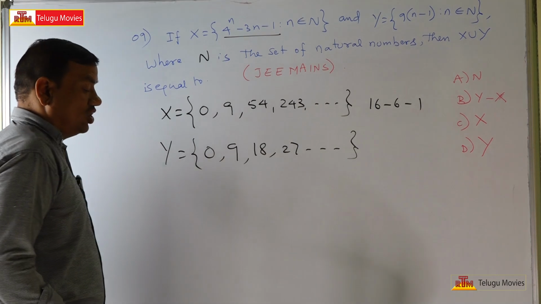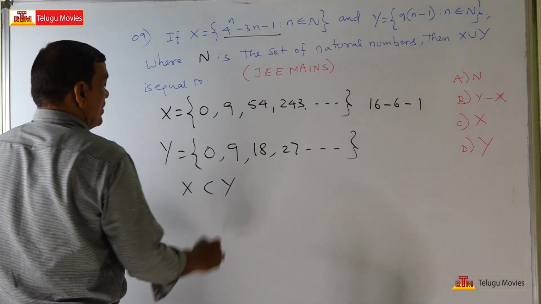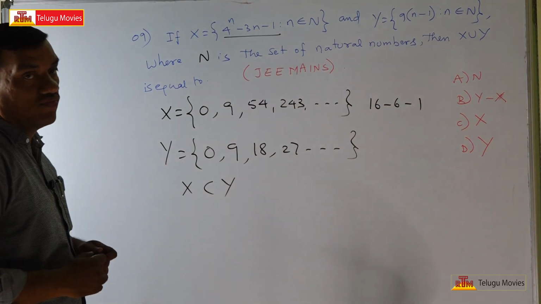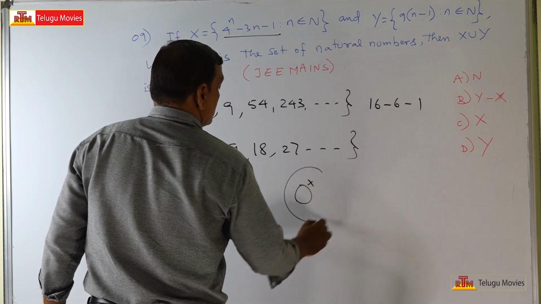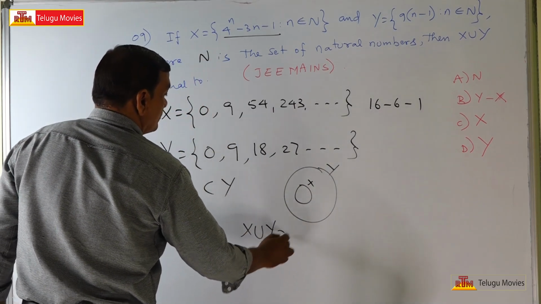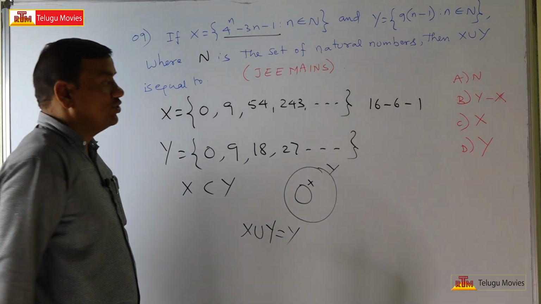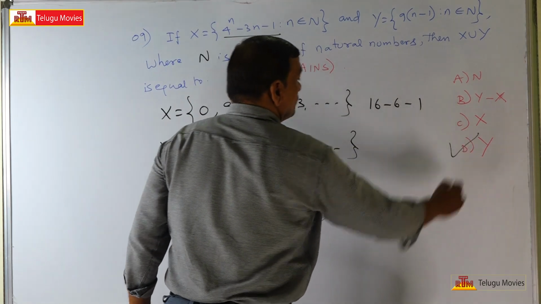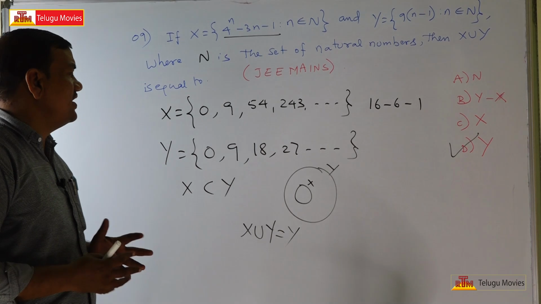Now clearly if you observe, x is a subset of y. So the set x is a subset of y. Then what will be x union y? x union y is equal to how much? y. So your x union y value is equal to y. Understand? So very easy one.